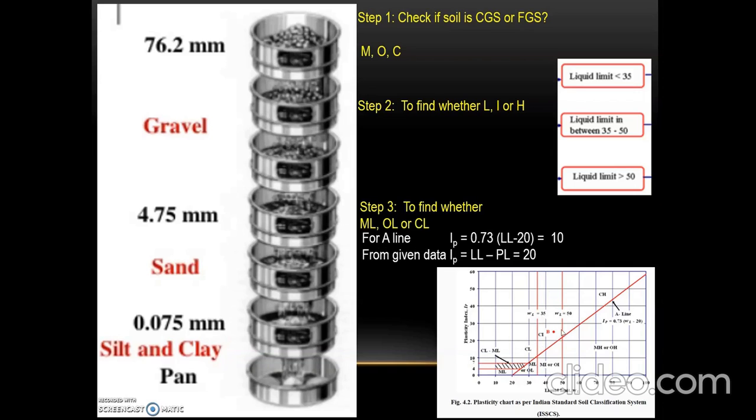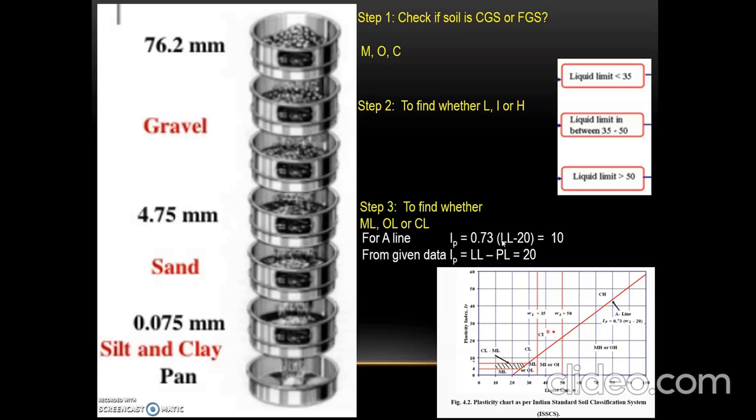We need to find out whether the soil falls above A line or whether it falls below A line. For that, we will have to find IP for this A line. How can we find IP for the A line? Using the equation IP equal to 0.73 into liquid limit minus 20. In the problem, the liquid limit value for the soil will be given. With that value, we will find the IP for the A line. So let us say, for example, we have got IP for A line as 10 after we substitute the value of liquid limit.